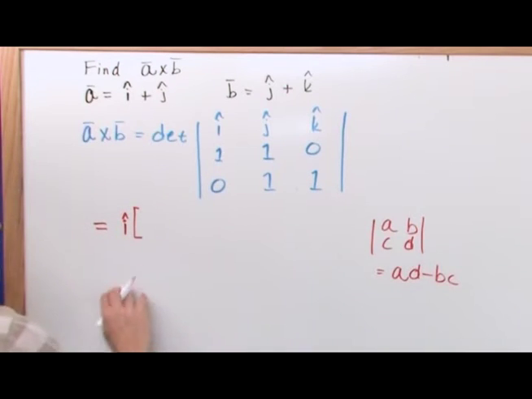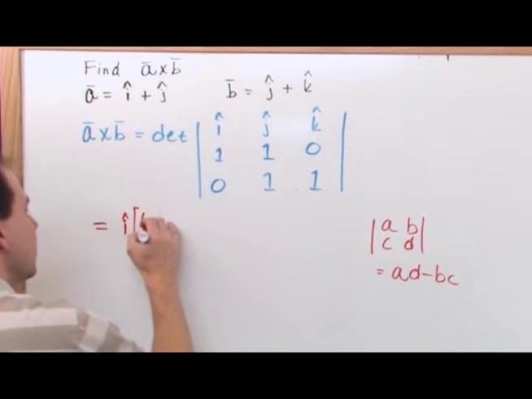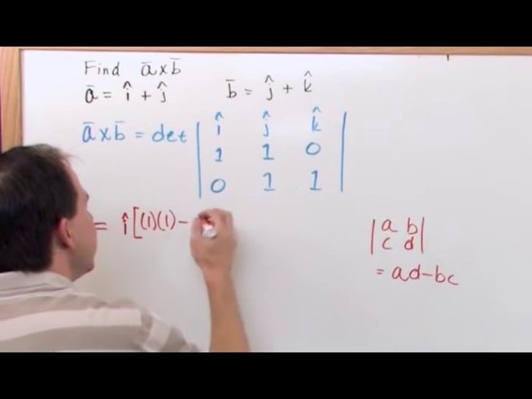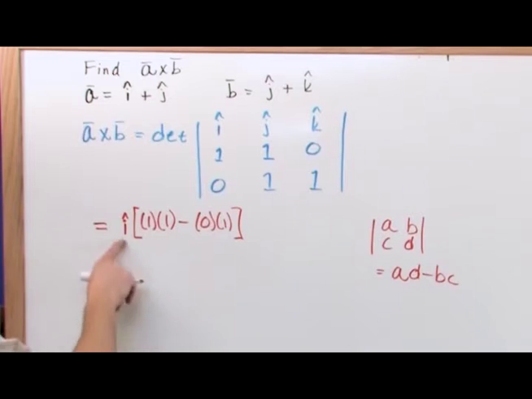So I put a bracket here and, according to this formula, 1 times 1, and I'm going to write it all out because I want you to see every single step of the way. 1 times 1 minus, going this way, 0 times 1. Congratulations, you've just found the I component, the X component of the answer. Pretty easy. You just have to get used to it.